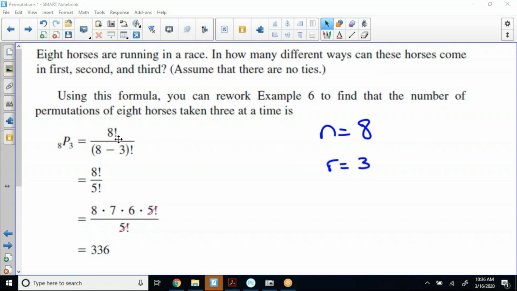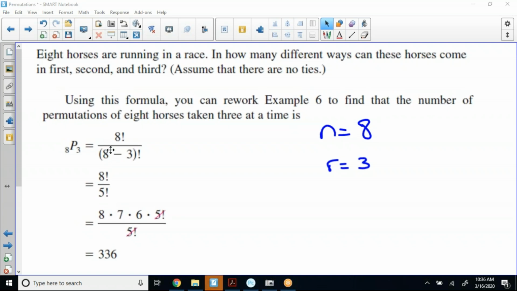So there's 8 horses, and this is really N minus R, so it's 8 minus 3, which leaves 8 factorial over 5 factorial. I want you to consider that this is 8 times 7 times 6 times 5 factorial over 5 factorial.